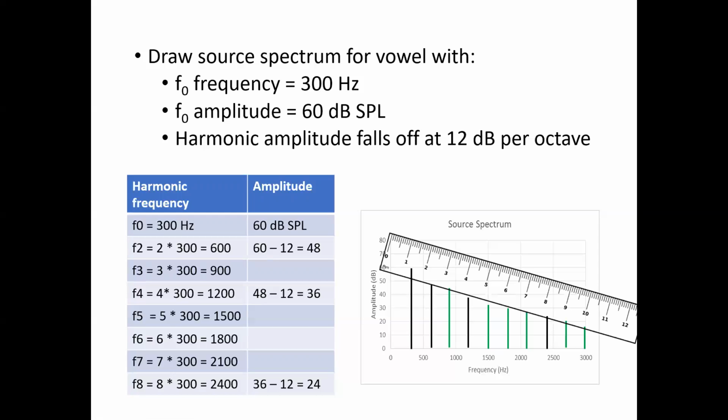We know that the fundamental frequency is 300 hertz. And so we have multiples of 300 hertz. And then it was a little bit tricky to get the amplitude values. And now we have a nice normal spectral tilt.